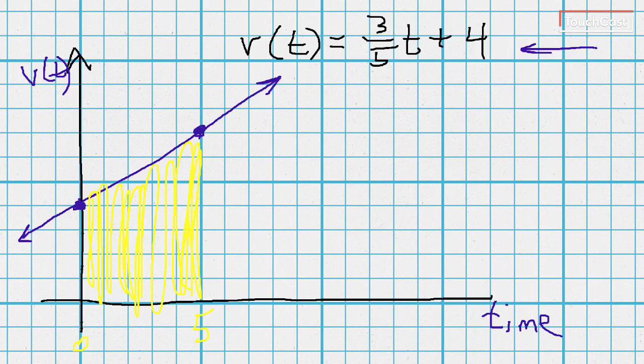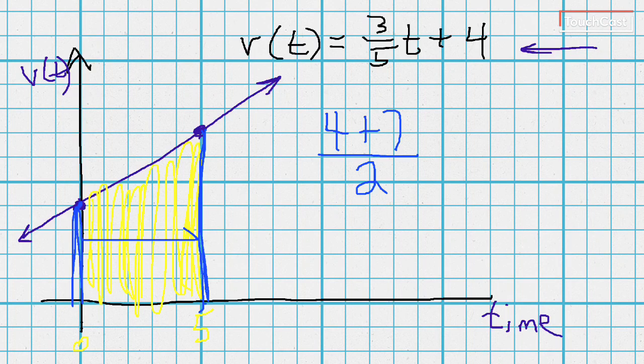My two parallel sides, here and here. That's a height of 4. This height is 7. To find the average, we add and divide by 2. So 4 plus 7 divided by 2, that's the average of the two bases, and then the distance across the other dimension. In this case, the distance between 0 and 5, which is 5.